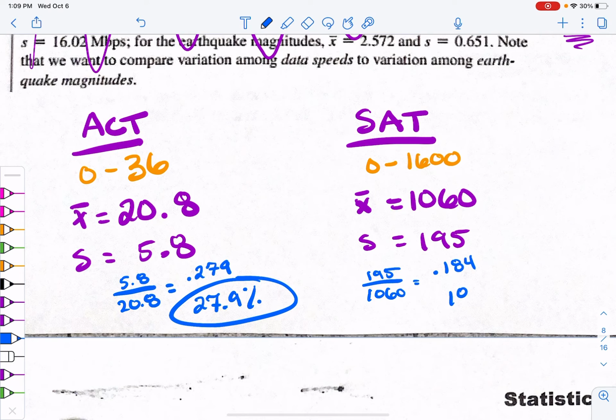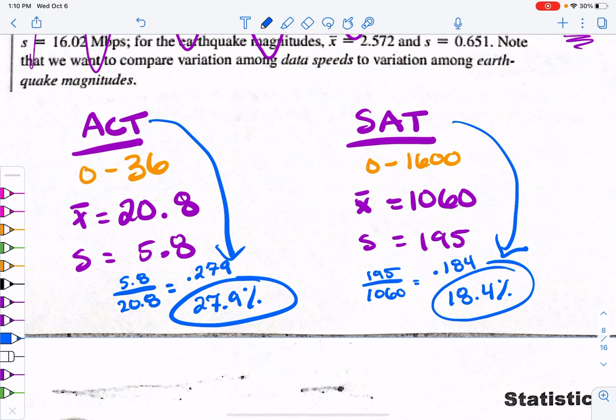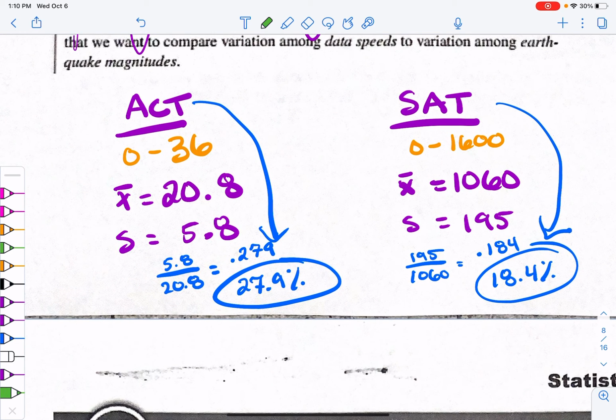is 0.184. So this is 18.4%. So the SAT scores only vary by 18.4% versus the ACT scores vary by 28%, something like that, right? So in this case, even though the SATs have the higher standard deviation, they actually have less variation relative to their scale, if that makes any sense at all. So ACT would actually vary more.